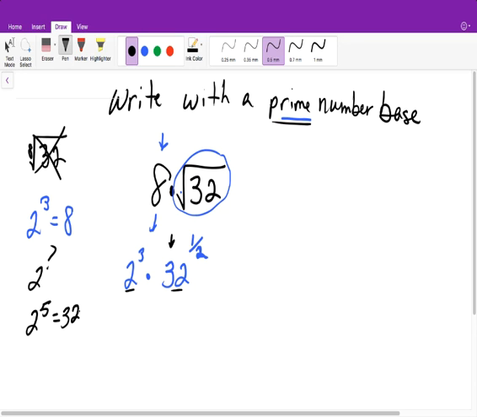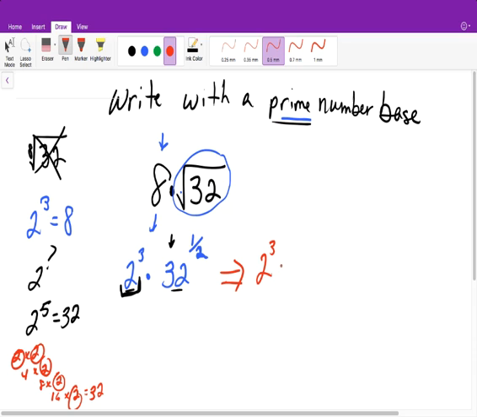Now, if you're not sure, since this is already written as a prime number for us, we know it has to be a base of 2. Just off to the side, just do 2 times 2, that's 4, times 2, that's 8, times 2, that's 16, times 2, and that's 32, the number that we want. And we multiplied 1, 2, 3, 4, 5 2's together. So if you're not sure, you can always do that off to the side. So this now is equal to 2 to the third power times 2 to the 5th, and that's still being raised to the 1/2 power.